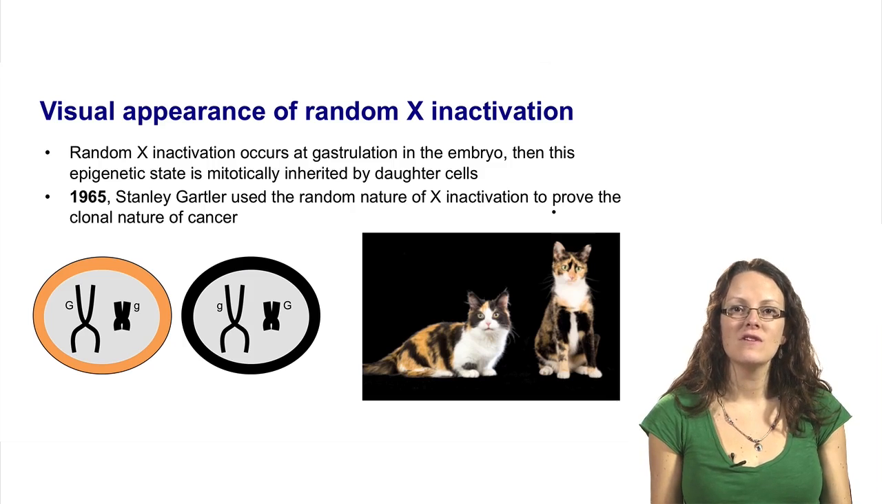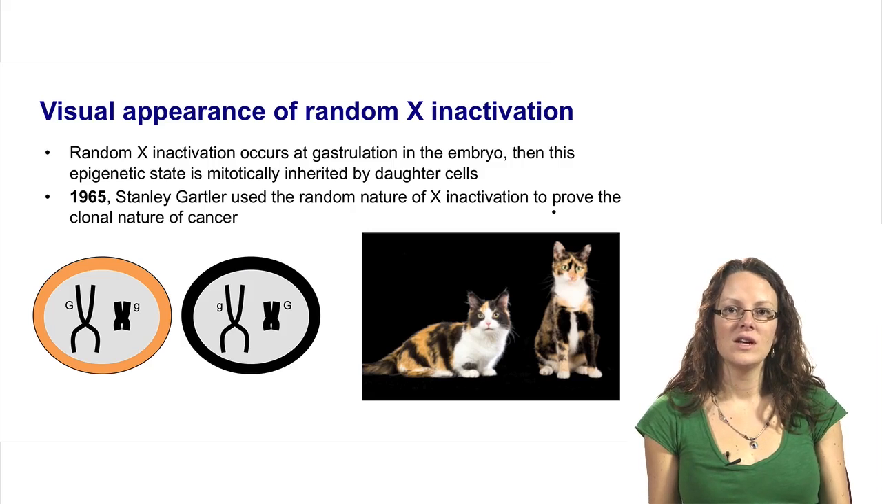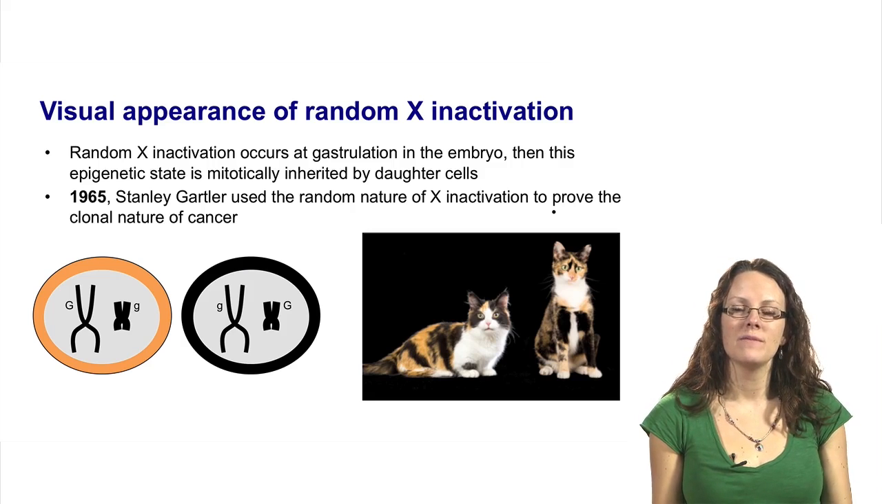And this therefore suggested that they all were derived from the same single cell. So you can see that within a very short space of time of X inactivation being proposed, it had already infiltrated other fields within biology. In the next lecture, we'll think about the different types of X inactivation that occur in mammals.